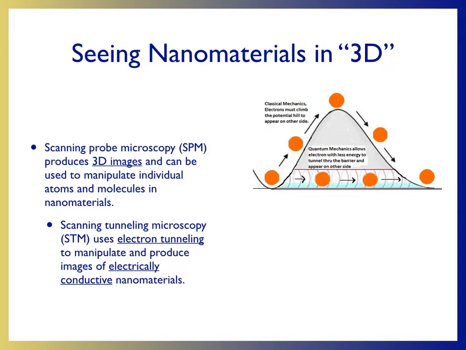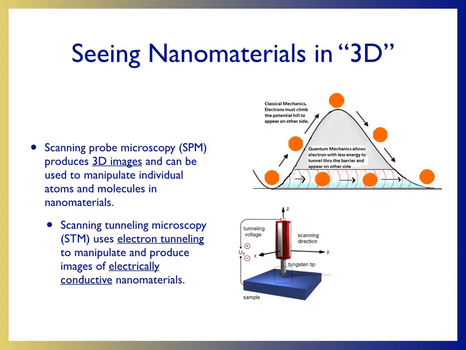In scanning tunneling microscopy, a metallic tip is brought close to a conductive surface, and a voltage is applied between the surface and the tip. Electrons can then tunnel through the space between the two surfaces to create a current. The amount of current depends on how far away the tip is from the surface. This allows us to probe different surface features and also move around atoms.